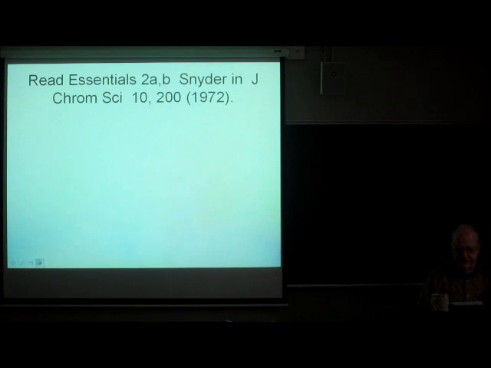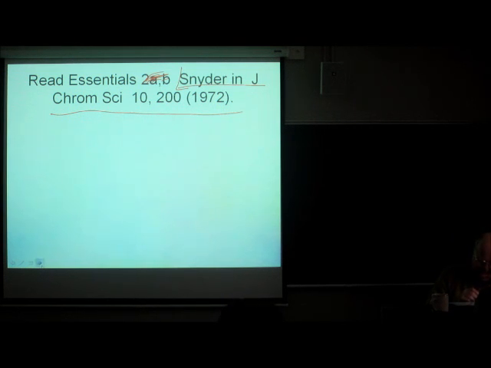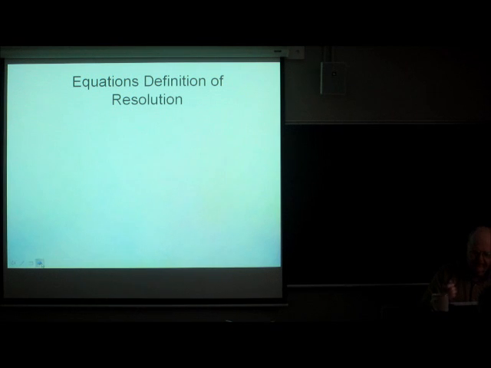Now, this is here to remind you to read this paper. I don't think that's right. I think I screwed that up because I gave you my classic collection, not the essential collection. But look for the paper by Lloyd Snyder in J. Chrom. Sci. It's two papers back to back in 1972. It's a classic. And it's going to cover what peaks look like when they're not properly separated.